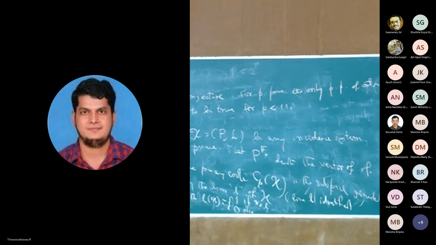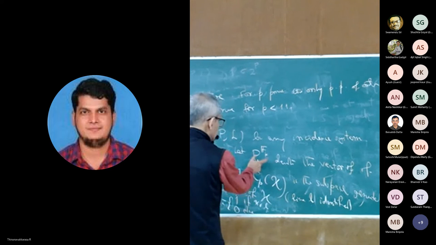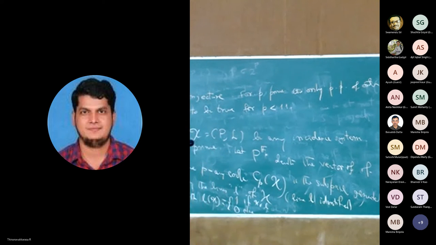So the lines become elements of this vector space. They generate a subspace, called the F_P code of X. For arbitrary incidence systems, the code doesn't say much. Usually it will be trivial and uninteresting.